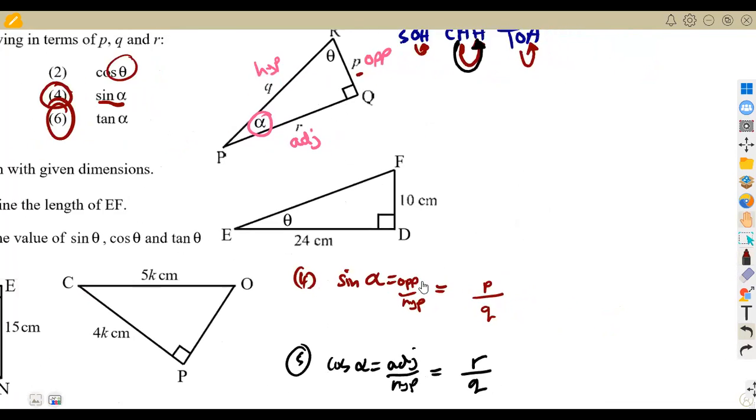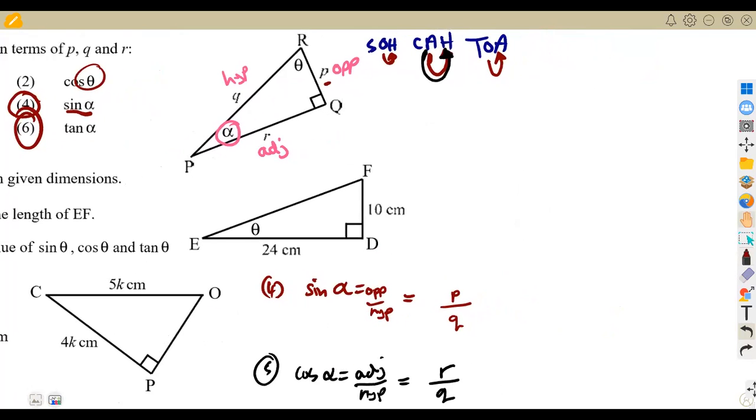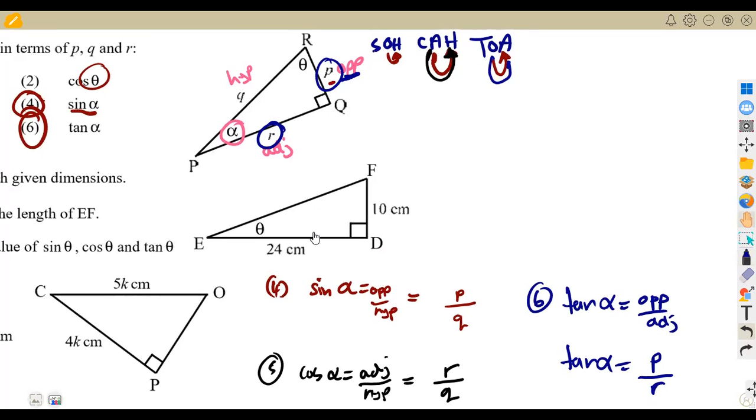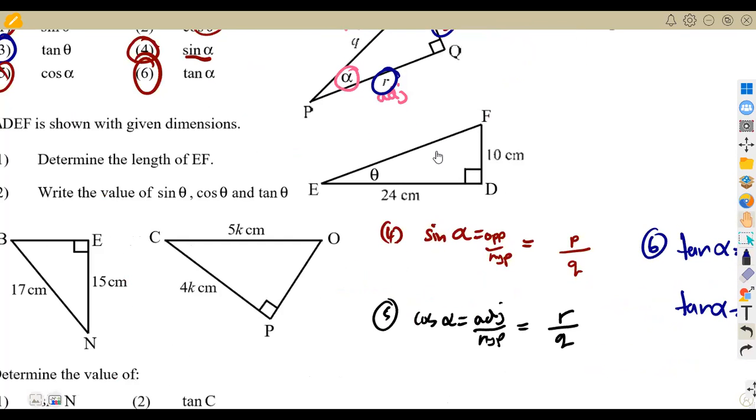That is what you're going to have for the tan of alpha as long as you have your ratios. So we're going to have the tan of alpha in this case as, remember, tan is opposite over the adjacent. So we are simply going to substitute our values according to our formula. The opposite here is given as p over the adjacent, which is given as r. So it is going to be p over r. So as we can see, that is how we can have our questions answered.